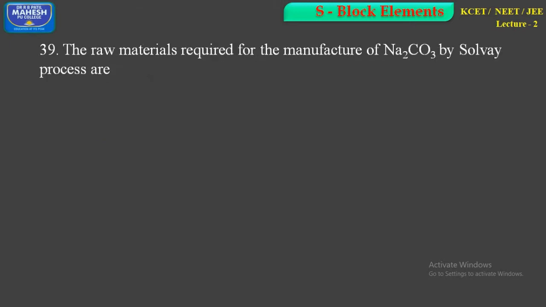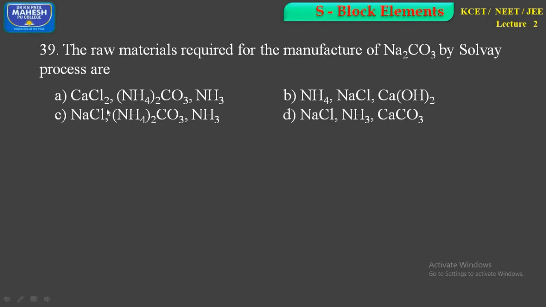Question 39. The raw materials required for the manufacture of sodium carbonate by Solvay process are option A, calcium chloride, ammonium carbonate, and ammonia. Option B, ammonium, sodium chloride, calcium hydroxide. Option C, sodium chloride, ammonium carbonate, and ammonia. Option D, sodium chloride, ammonia, and calcium carbonate.